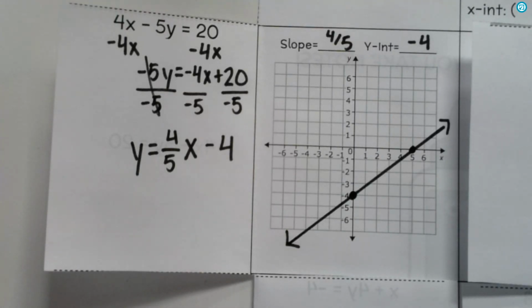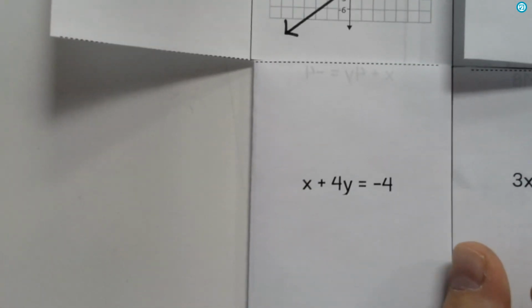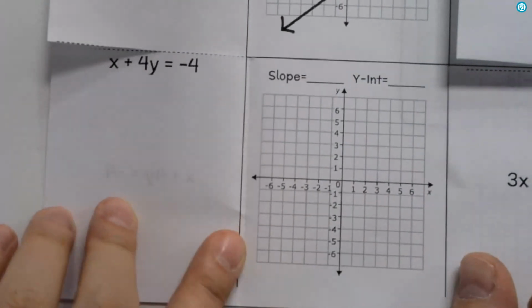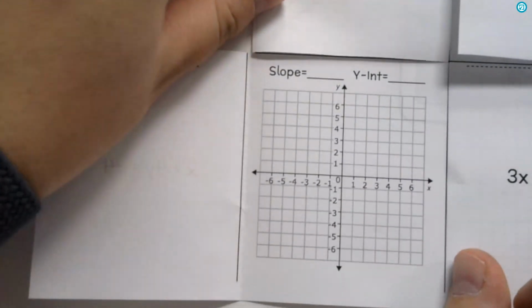Okay, any questions about that problem? Okay, then go to the one right below that. We're going to do one more in this same method. So the last one that we're going to do with the converting method is this x plus 4y equals negative 4.